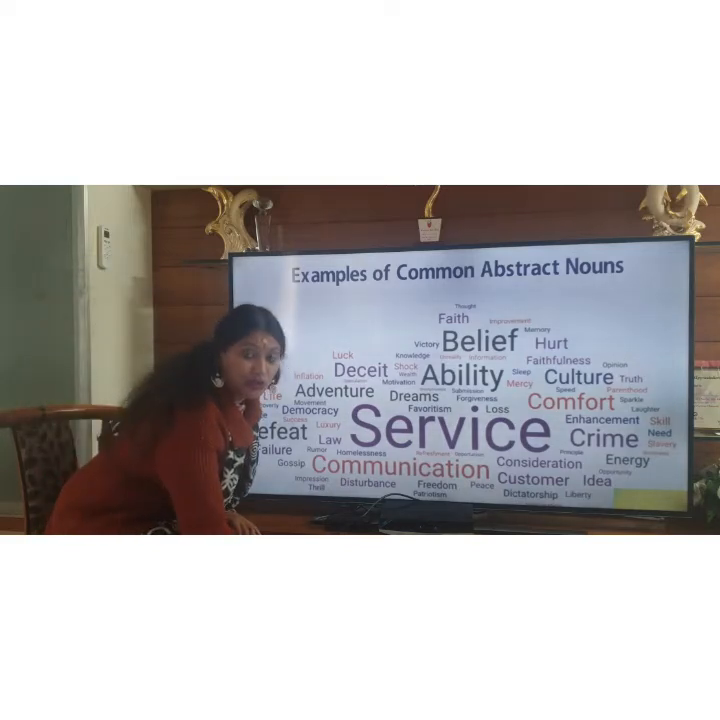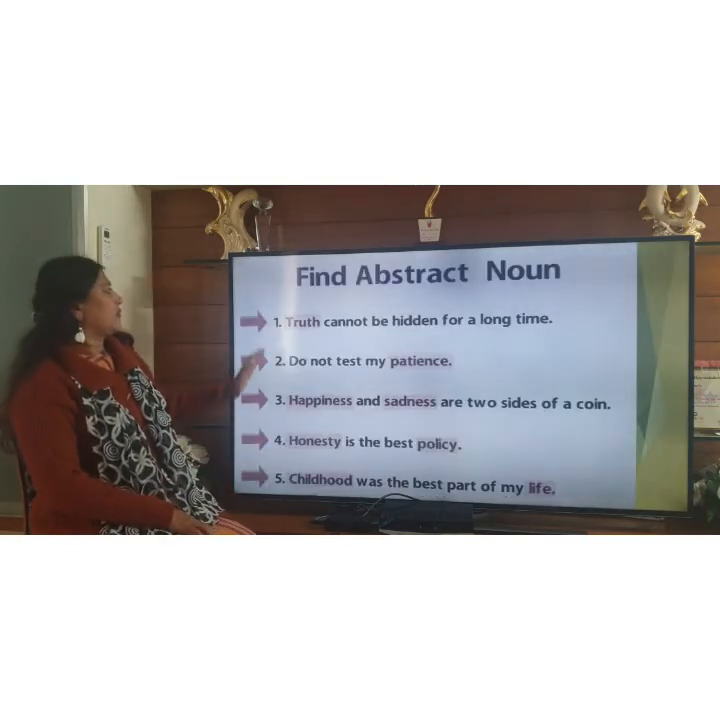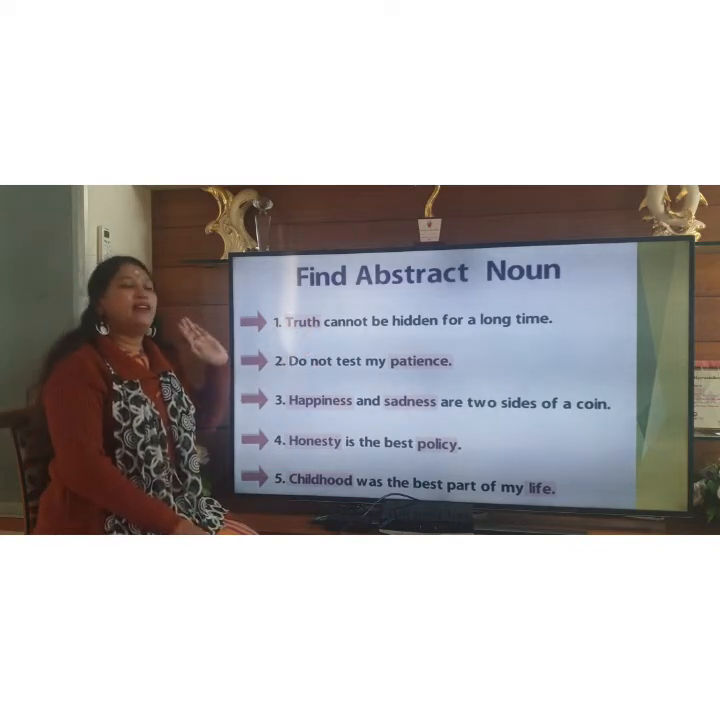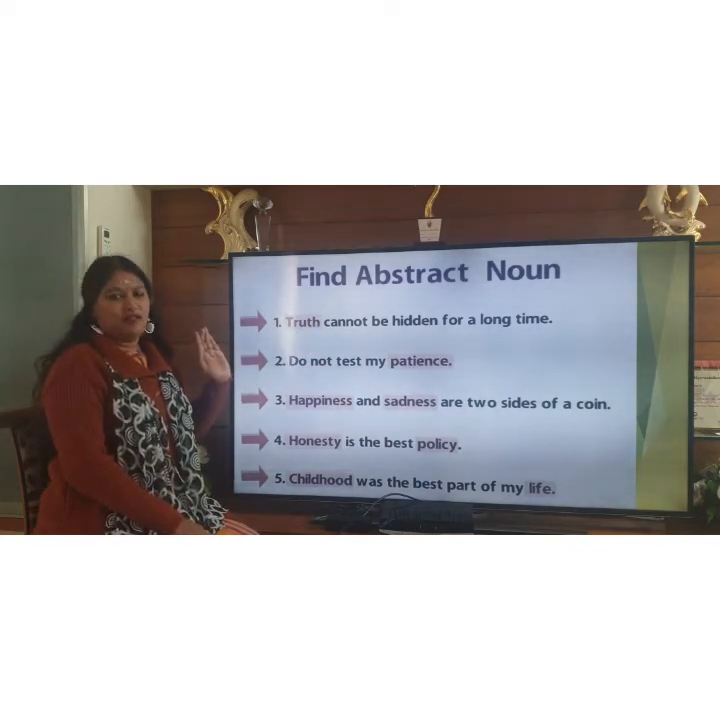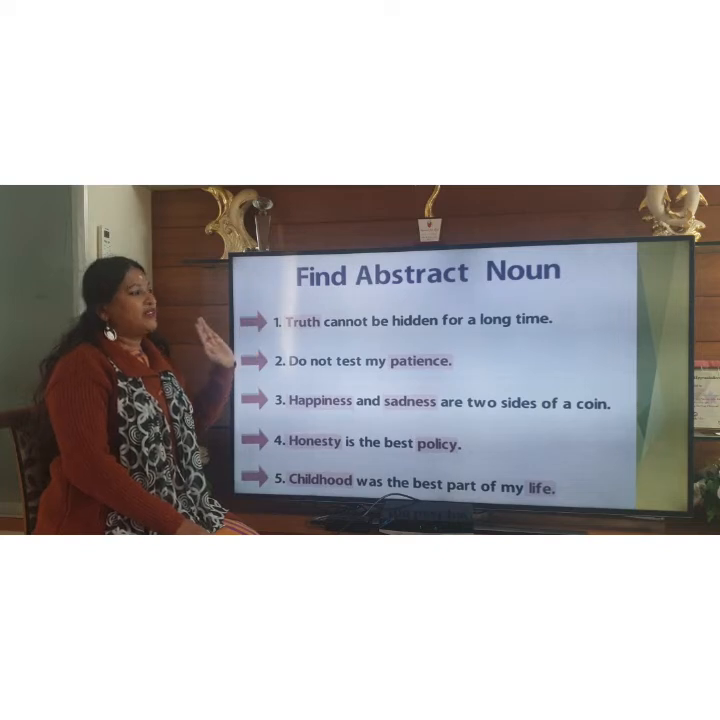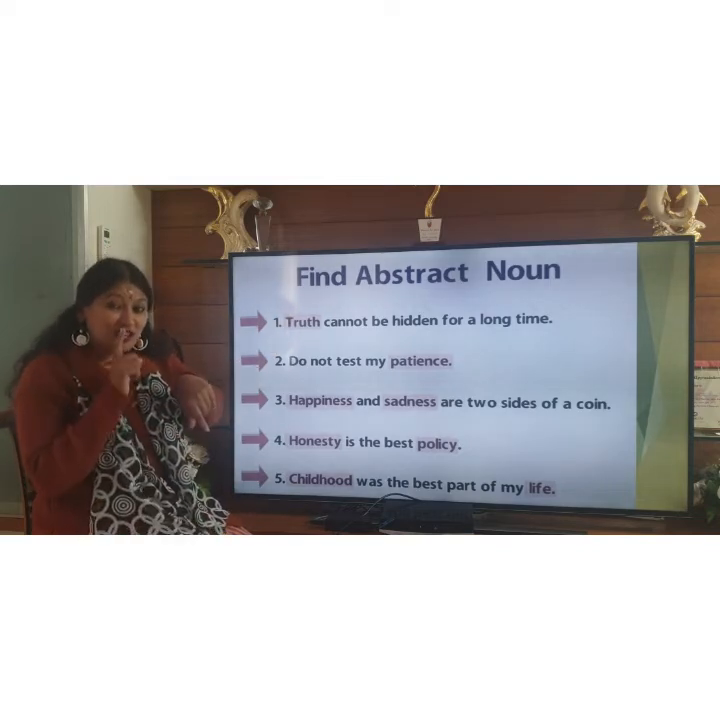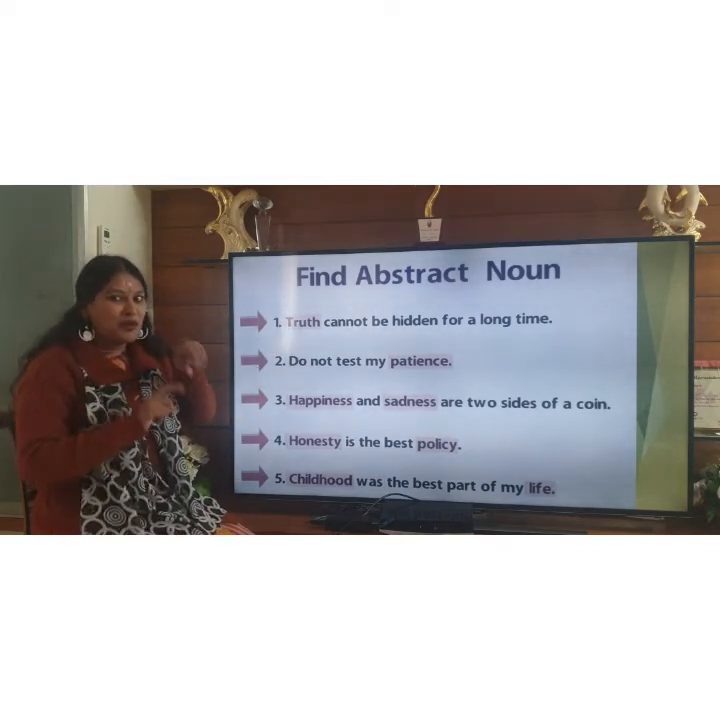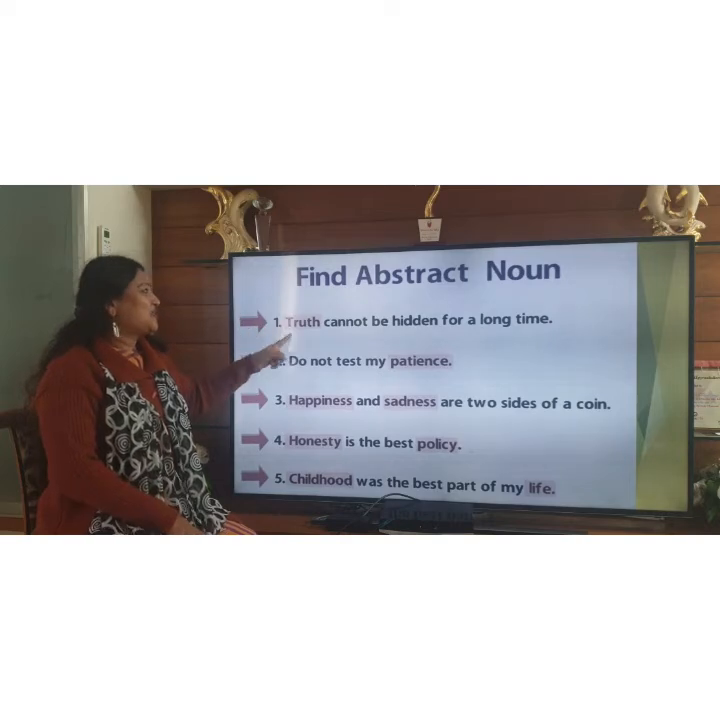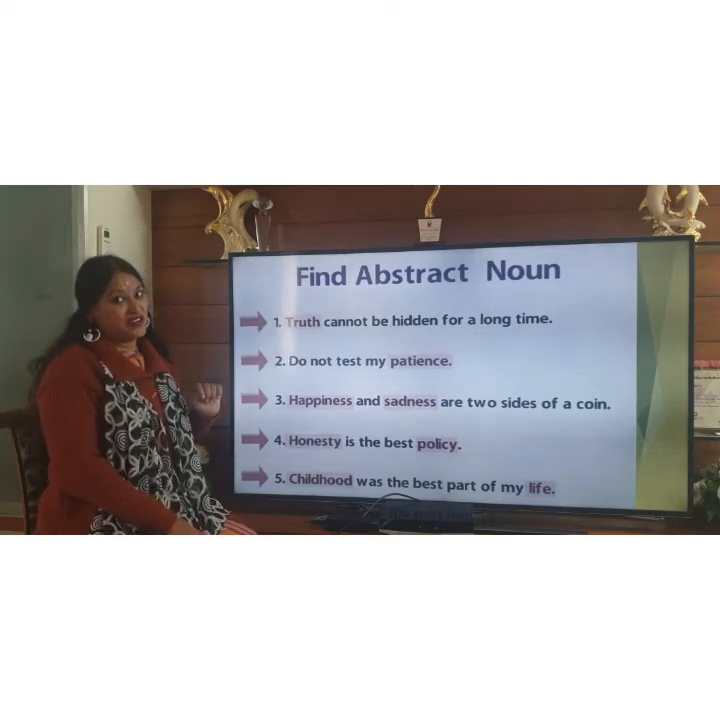Okay, let's see through examples. Truth cannot be hidden for a long time. Let's find the abstract noun. Truth. Can you touch the truth? In the same way, time also you can't touch. You can touch the clock, you can touch the watch, but you can't touch the time. So truth and time are abstract.